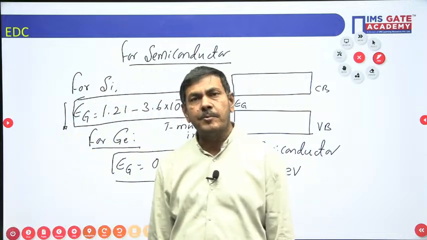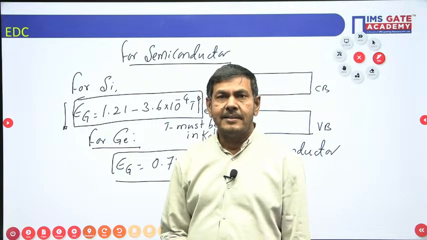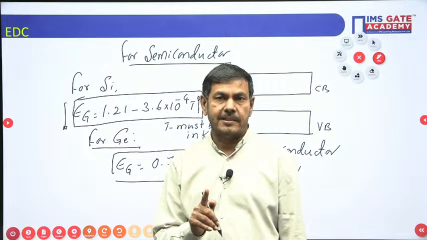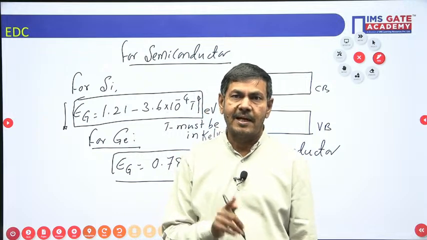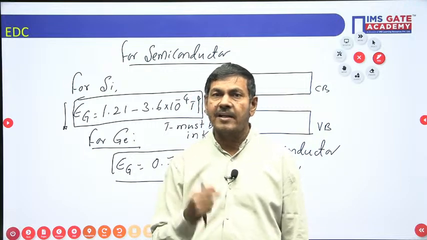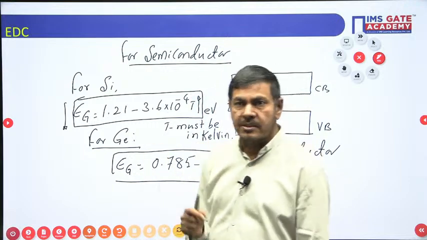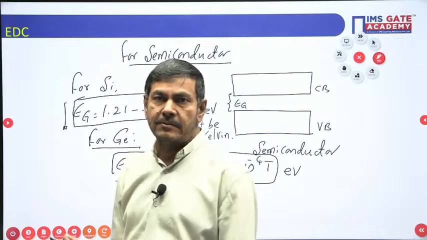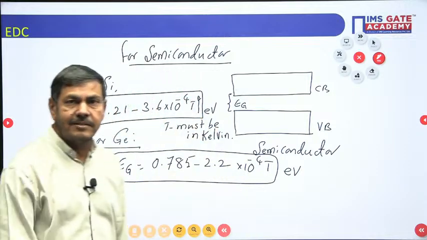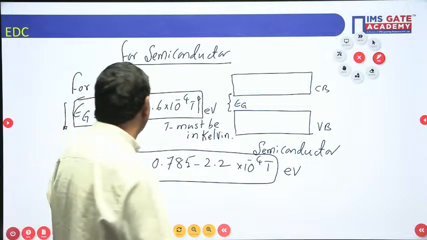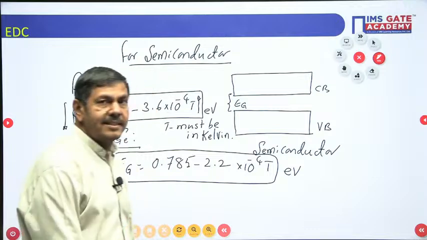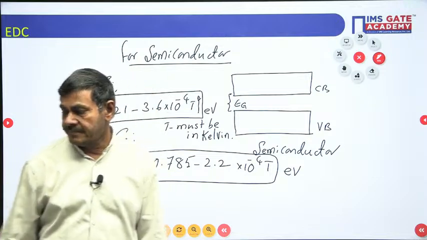Suppose in a problem, you are given EG is nothing but EC minus EV. If you are given the EC value and the EV value, you can use that formula. In case you are not given EC and EV values, but you are given the temperature, in that case we need to apply these formulas. Understand my point now. This is the information regarding the forbidden energy gap.